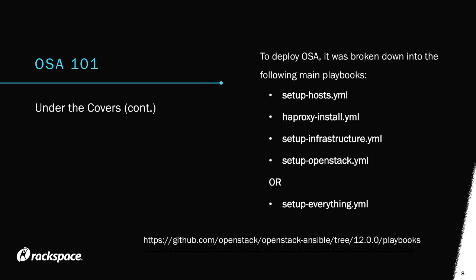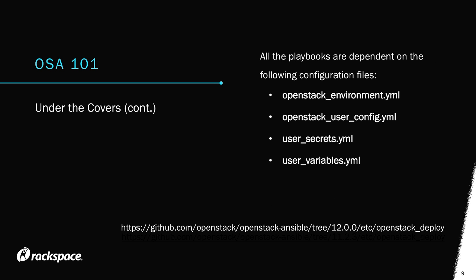Set up infrastructure, and then, of course, set up OpenStack, right? So those are your 4 main playbooks that you would need to do the install. And if you just want to enter one command and walk away, you can do the setup everything playbook, which will include running all 4 of those playbooks listed above. I included a link here directed to the tree where those playbooks reside, and you can definitely take a look at that on your own when you have time.